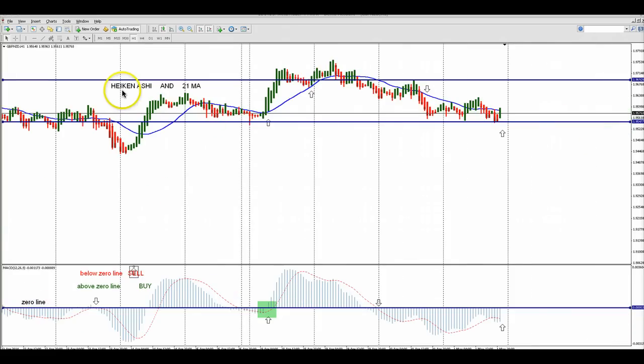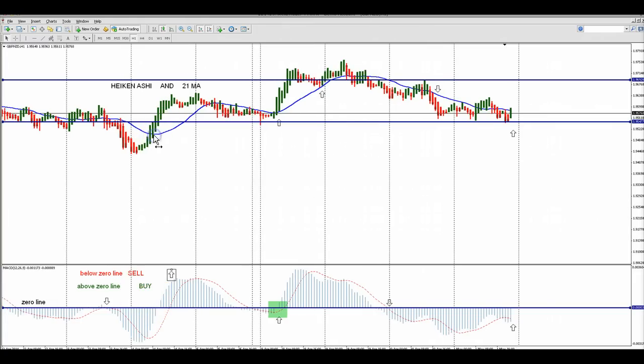Okay, so again, Heiken Ashi candles, 21 moving average lines. Below the zero line, you're looking to sell; above the zero line, you're looking to buy. We need a confluence of indicators. So when price is above the 21 moving average line, we have green Heiken Ashi candles, and the histogram of MACD is above the zero line, then the market is in a bullish trend. We're in an uptrend, so we should take advantage of that.